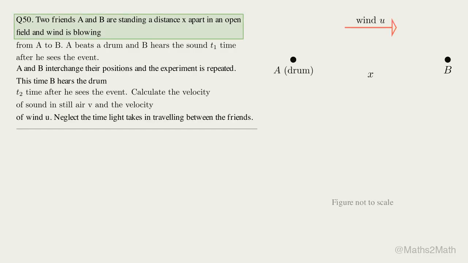Question 50. Friends A and B stand X apart, wind blows from A to B. Sound downwind arrives T1 after the flash. After swapping places upwind, it takes T2. Find the speed of sound V and the wind speed U.